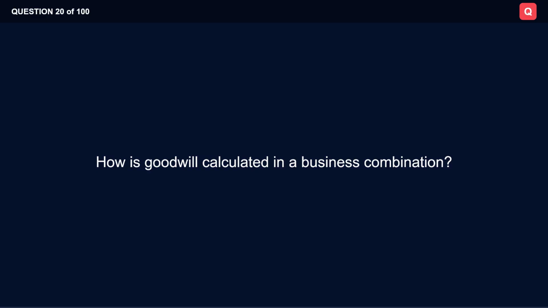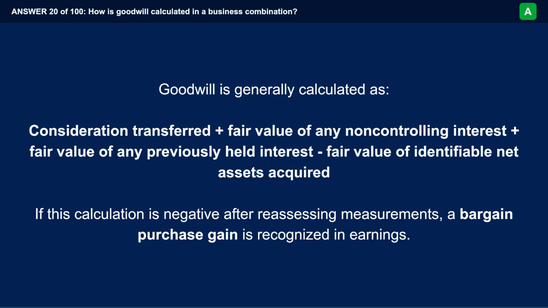How is goodwill calculated in a business combination? Goodwill is generally calculated as consideration transferred plus fair value of any non-controlling interest, plus fair value of any previously held interest, minus the fair value of identifiable net assets acquired. If this calculation is negative after reassessing measurements, a bargain purchase gain is recognized in earnings.